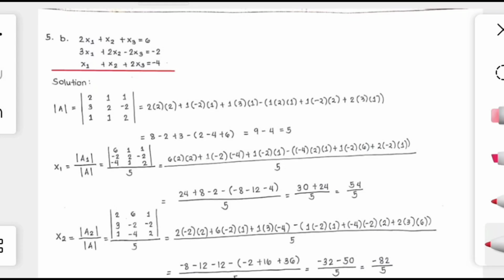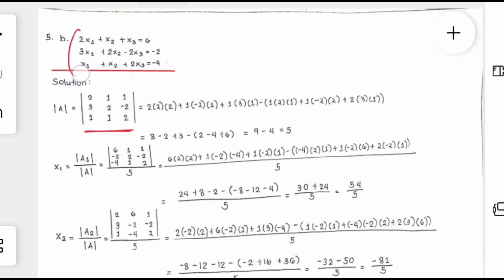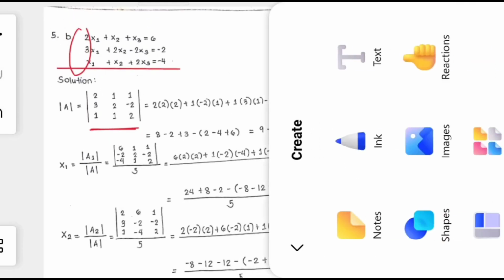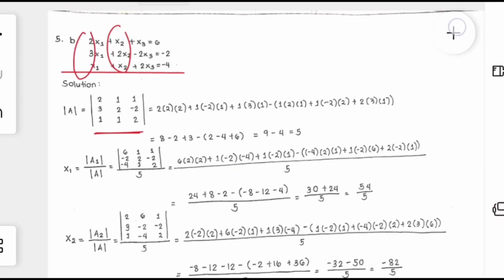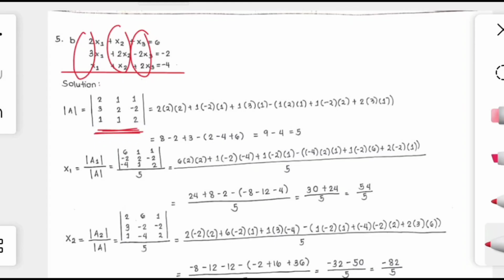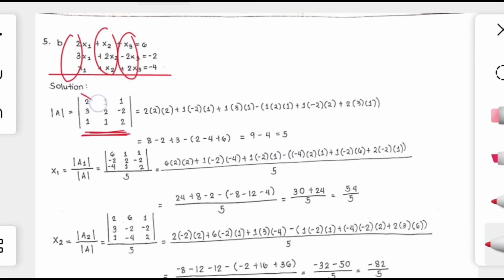First, find the determinant of the coefficient matrix. So we have here the coefficient matrix. Since we have 2, 3, and 1 here, and for another column, we have 1, 2, and 1. And also for another one, we have 1, -2, and 2. So this is our coefficient matrix. To determine the determinant of this coefficient matrix, we have to multiply the diagonals.